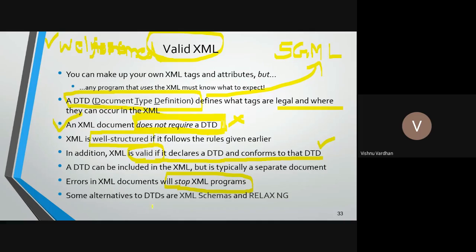Some alternatives to DTD are XML schemas and RELAX NG. So different technologies are there. This is a very basic, crude version of getting your documents validated, but these are very sophisticated techniques that we can use. But for smaller documents, you can use DTD also.